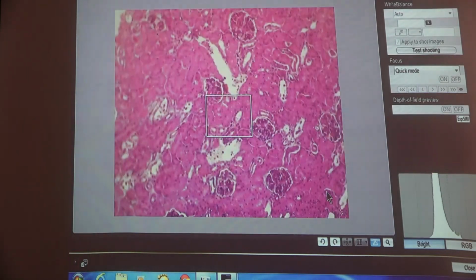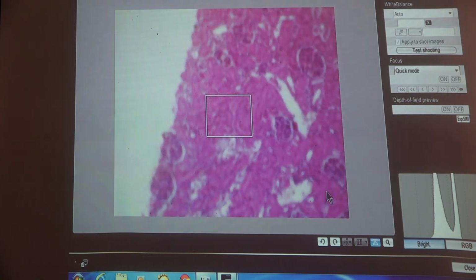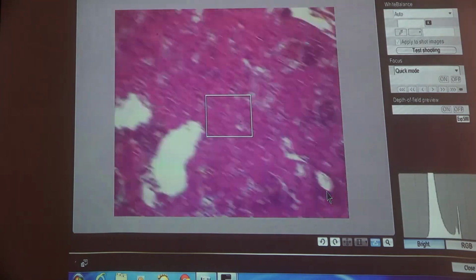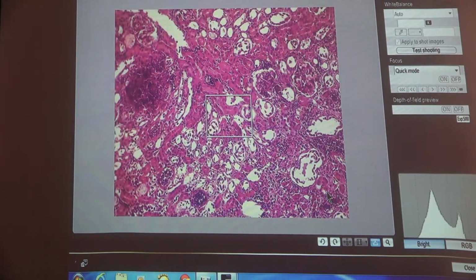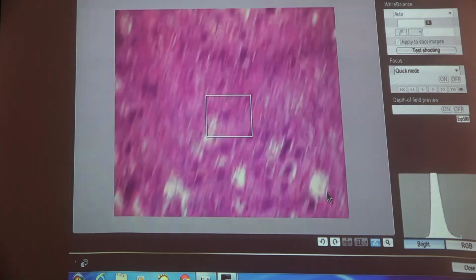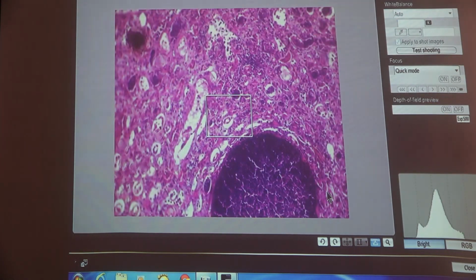The glomeruli here are intact. There is no inflammatory process. The inflammation is concentrated in the renal tubules and around and in the interstitium. This is acute pyelonephritis. Thank you.